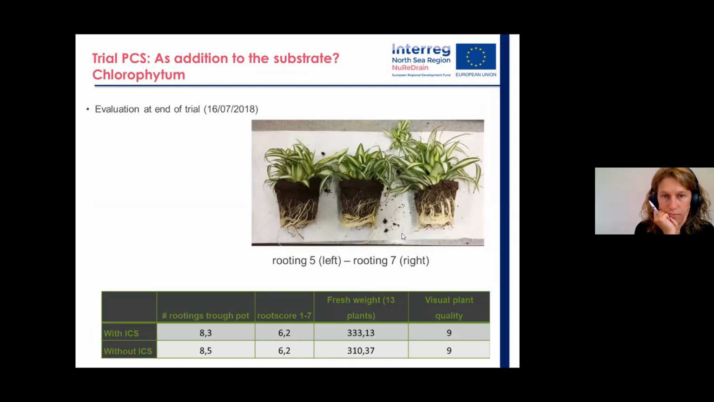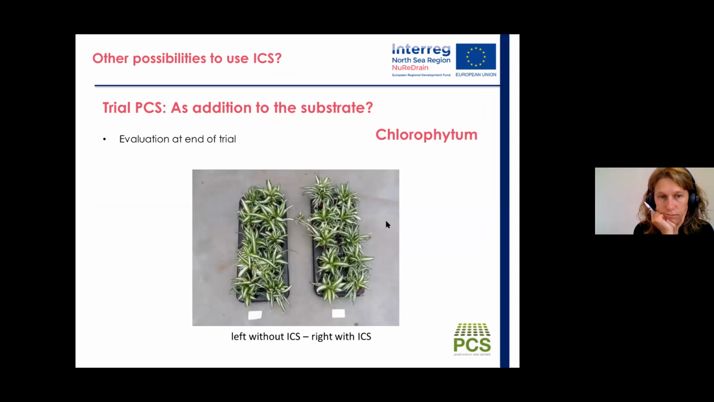Also there, we mixed 30% of ICS and the control. And at the end, we saw no differences at all. Even with ICS, we had a higher fresh weight of the plants. You can see it yourself here. At the left, you have the plants without ICS. At the right, you have the plants with ICS. And you see that they are certainly not smaller or less good. They seemed even a little bit better.